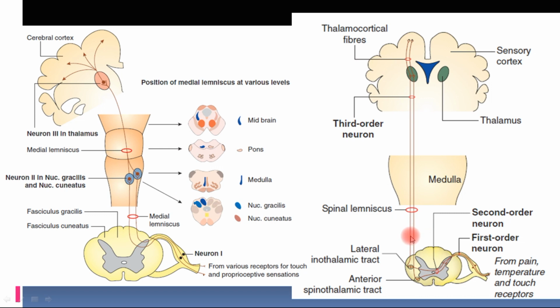The spinothalamic pathway, which carries the pain, temperature, and crude touch sensation, is ascending on the opposite side of the spinal cord. The sensation it is carrying is of the left side, and it is ascending in the right side of the spinal cord. So this is important to remember to understand the difference in manifestation of the sensory system.